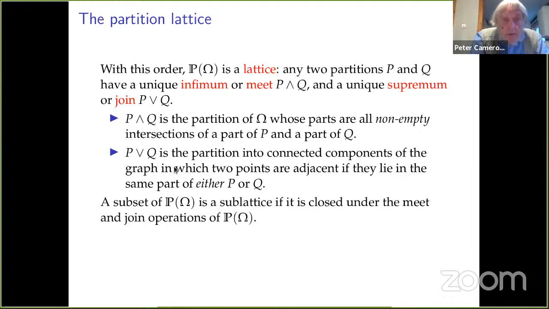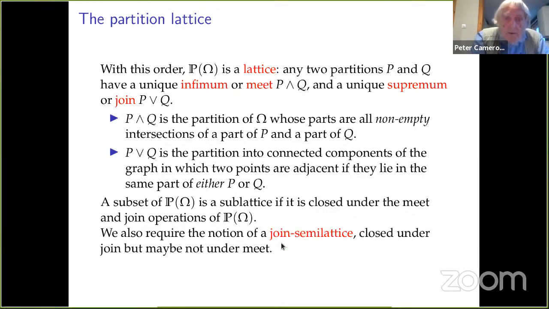So we have a lattice of partitions, and we'll be interested in sublattices, which are subsets closed under meet and join, but we'll also be interested in join semi-lattices, which means they're closed under join, but possibly not under meet. So finally, the geometry of a diagonal group is going to turn out to be a join semi-lattice, but we need a little bit of background to actually get to that point. So we're going to be working in the partition lattice all the time for the next little while. So I hope that's clear. Let's just say, are there any questions about partitions and their partial order before I go on?